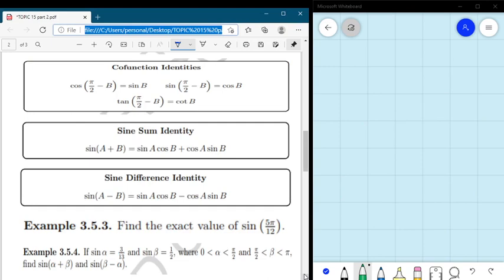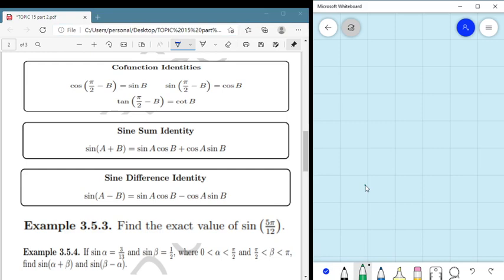Let us now proceed to the cofunction identities. We have cosine of pi over 2 minus b is equal to sine b. Then sine of pi over 2 minus b is cosine b. Then tangent of pi over 2 minus b is cotangent b.